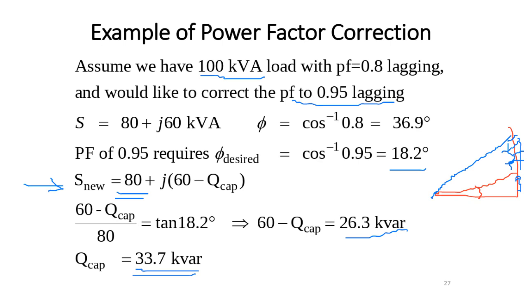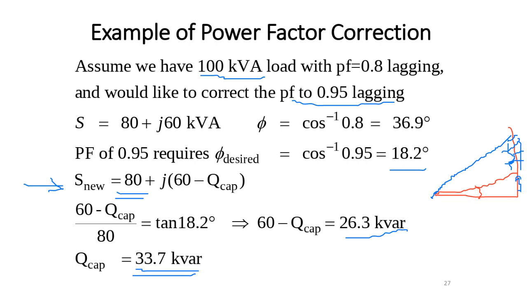Doctor, it will be negative if the power factor was leading, right? The Q capacitor, the 33.7 kilovar, will be negative if the power factor is leading. I don't know whether you will write it negative or positive. If the power factor is leading, the capacitor will not absorb reactive power. The capacitor gives reactive power. The capacitor always gives reactive power.